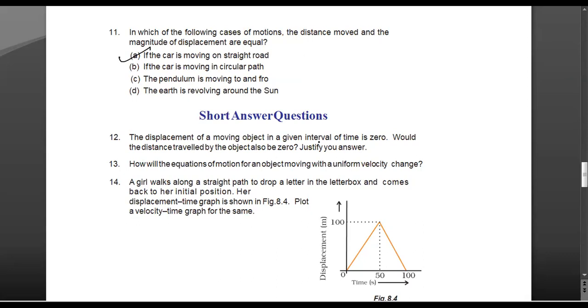The displacement of a moving object in a given time interval is 0. Would the distance covered by the object also be 0? Justify your answer. He's saying the object is moving, it is not stationary. You need to keep in mind the object is moving. So how will you explain this answer? Tell me, Hamna, how will you explain this one?